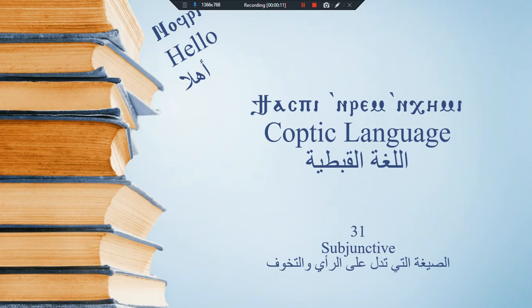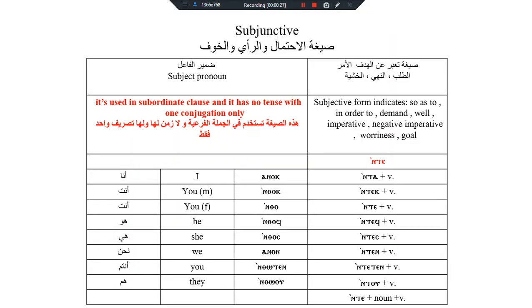The subjunctive is similar to the subjunctive in French and Italian and other Latin languages. It indicates an opinion: I think so, or I would do so. So we use the subjunctive form. It has no tense, differently than the Latin languages where there is a present subjunctive and a past subjunctive.